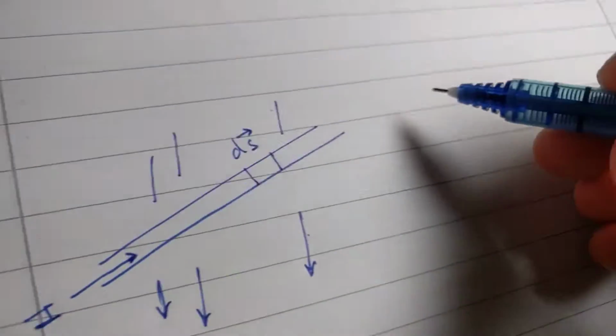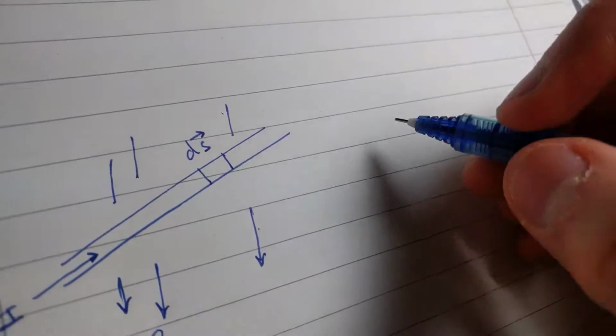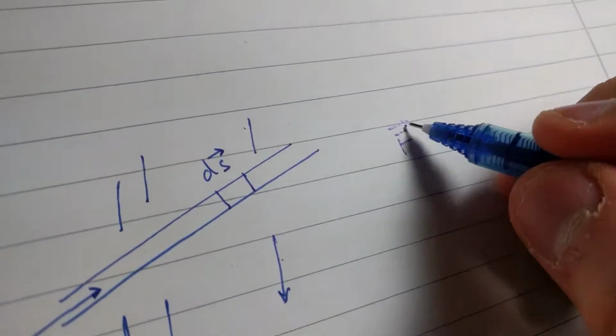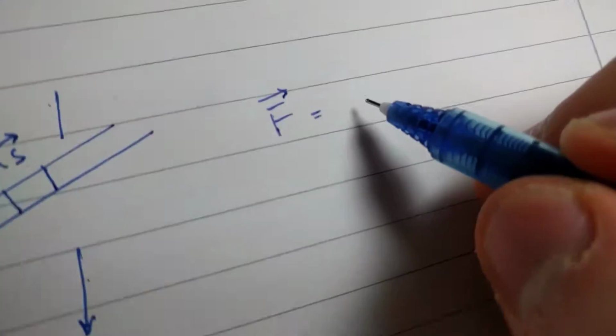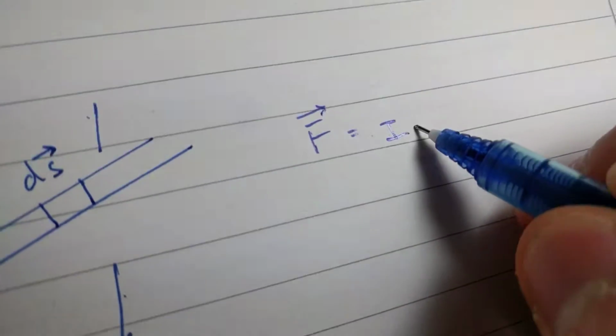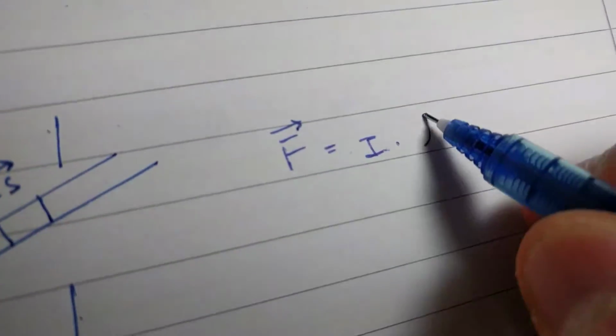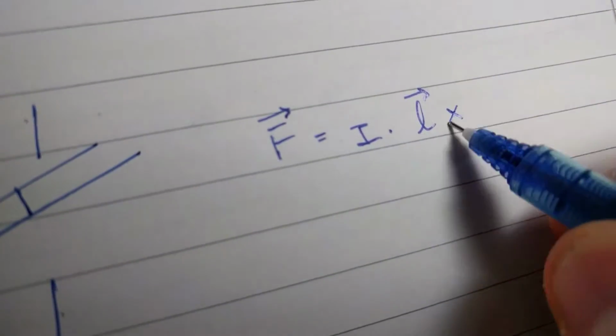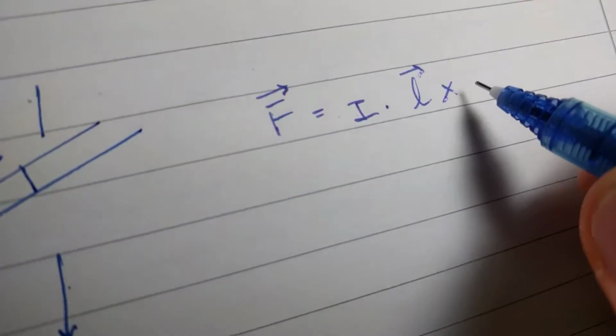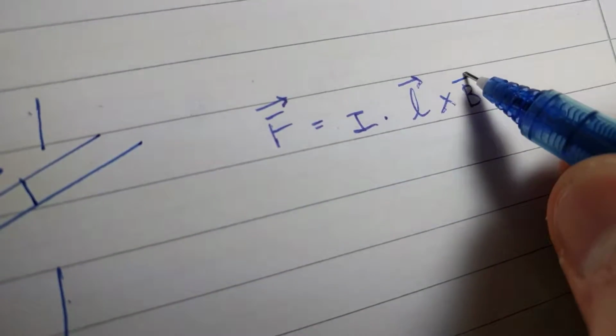What we want to find is the force that is exerted on this small section, this ds, by the magnetic field. So we have the formula that you've probably studied: the force is equal to the current times the length vector crossed with the magnetic field vector.